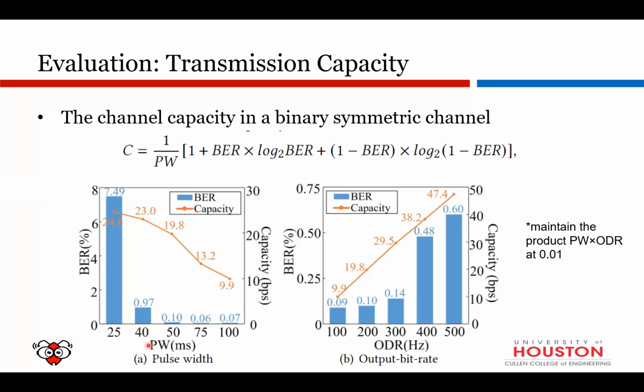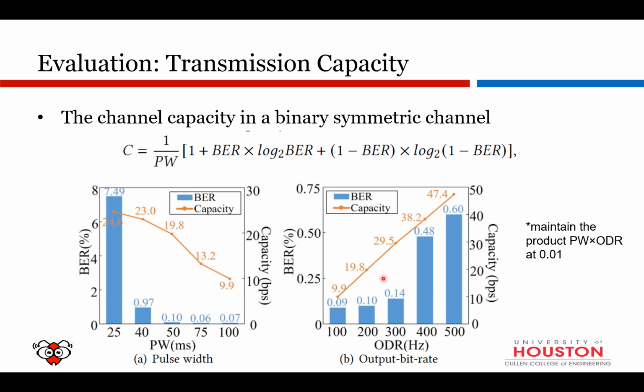If you look at this equation and this figure, you can see that if we increase the pulse width, the bit error rate will drop because we are transmitting less information in a unit time interval. But the capacity will also drop since it is related to the pulse width. For the second figure, the ODR means output data rate, which is also the sampling rate of the gyroscope.